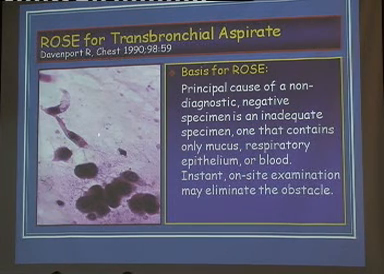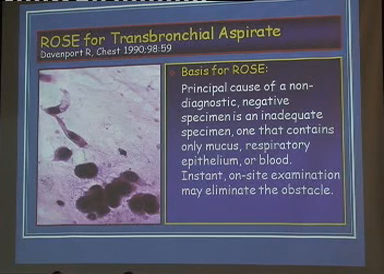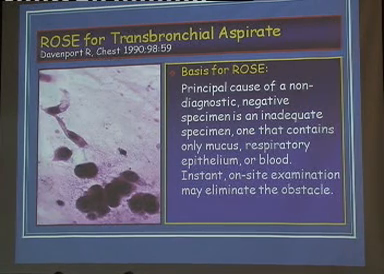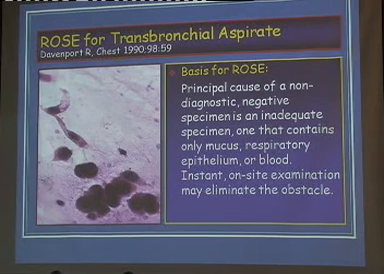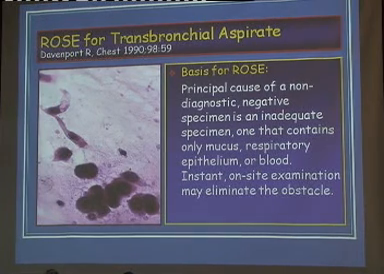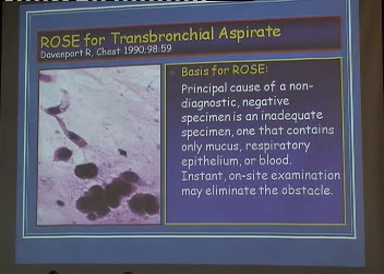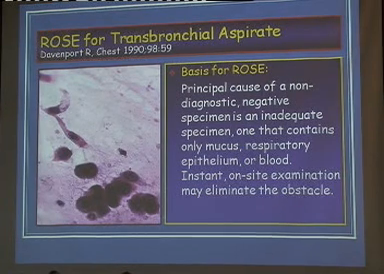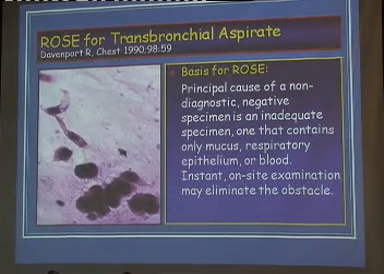Just to show you an example, this is a TBNA specimen, but it is all full of respiratory epithelial cells, and it is not a good specimen. So the cytopathologist would instantaneously tell you that you need to provide more specimen, not the next day, but at the same time the bronchoscopy is being performed. That is rapid on-site cytological examination.